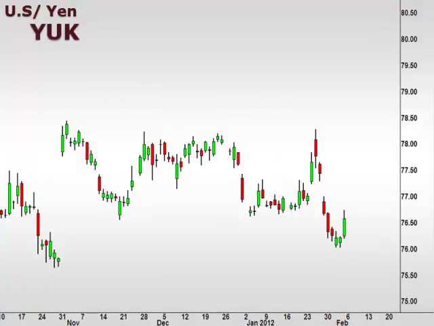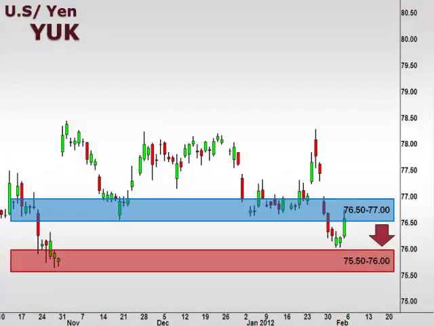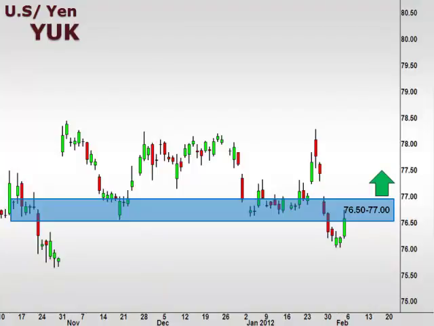Next up, the YUK, the U.S. dollar versus the Japanese yen. Well, the YUK sliced through our 76.5 support level to test another support along the upper range of our 75.5, 76 focal zone before bouncing. While the pair is retesting 76.5 for resistance, we are cautious of a continuation lower. We will need to see a break above 77 to lend credibility to any move higher.